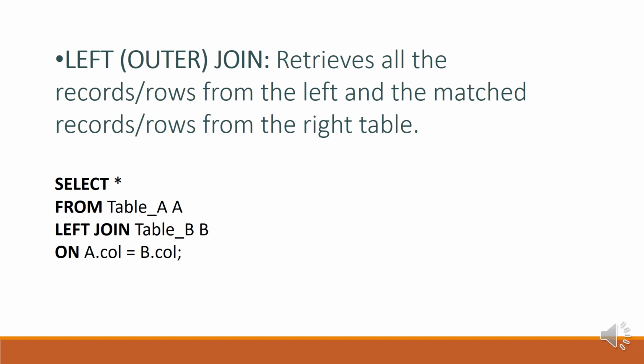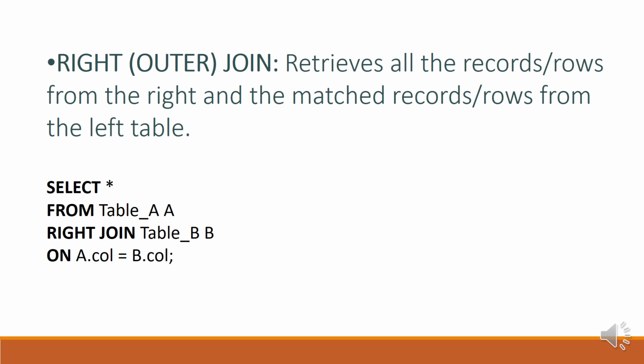Left join, we often call it outer join, retrieves all the records or rows from the left and the matched records from the right table. Syntax for the left join: select star from table A. Here we have given aliases for the table A. Left join table B on A dot column is equal to B dot column, the common column between them.